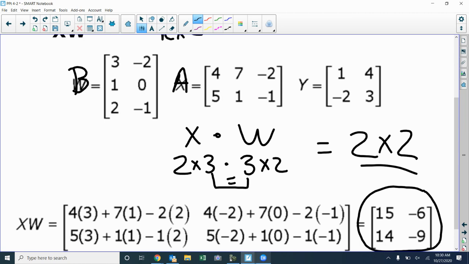Did I do that? Chris, I think I did it right. Let's go. So I did write it out the long way for you too, so you can see how tedious it would be. You'd have 3 times 4, 7 times 1.